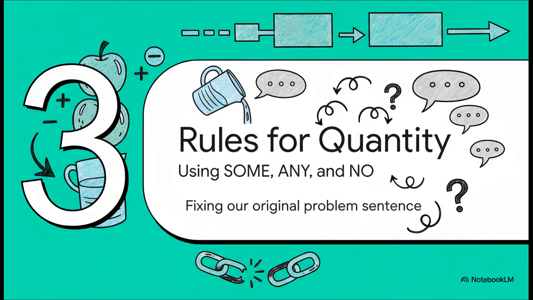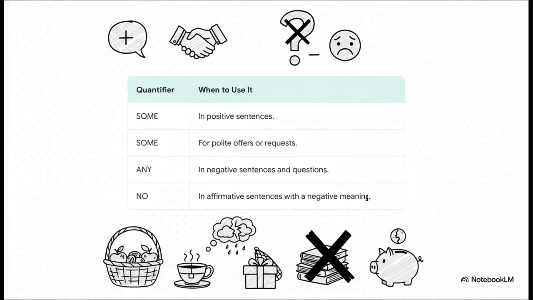So, now that we can tell the difference between these two types of nouns, let's look at the words we use to talk about how much of something there is. This is where we get back to fixing that sentence from the beginning. Okay, this table, this is your new best friend for this topic. These words, some, any, and no, are called quantifiers. They tell us about the amount of something. Let's just quickly run through the rules. We use some in positive sentences and also for polite offers. We use any when we're asking questions or making negative sentences, and no is the clever one. It gives a sentence a negative meaning without using the word not.